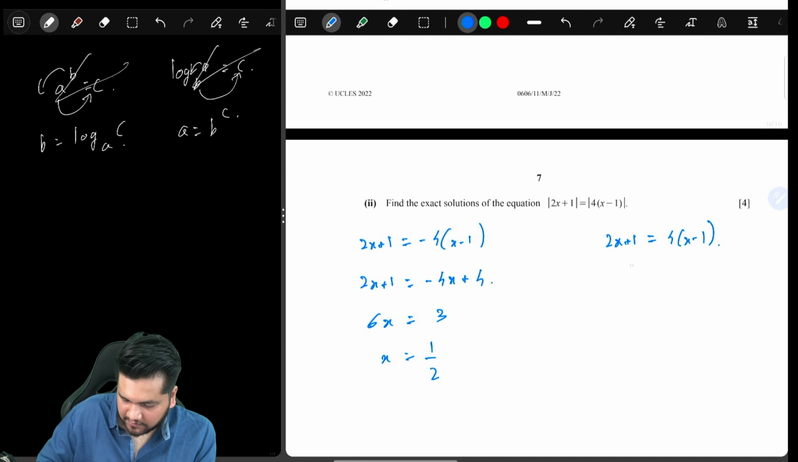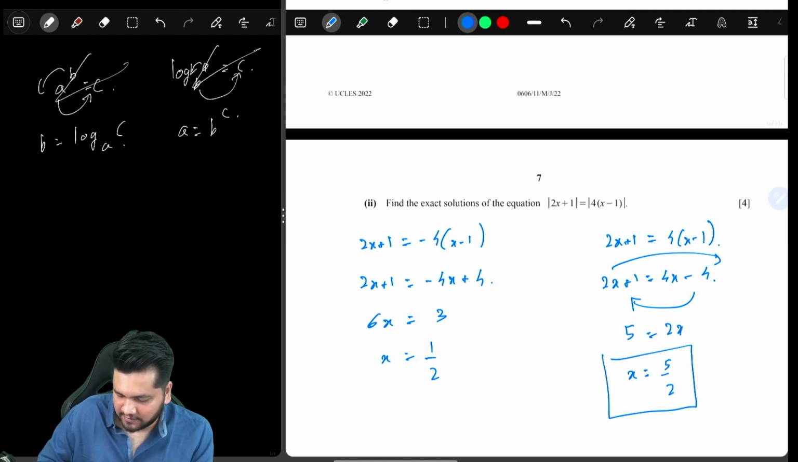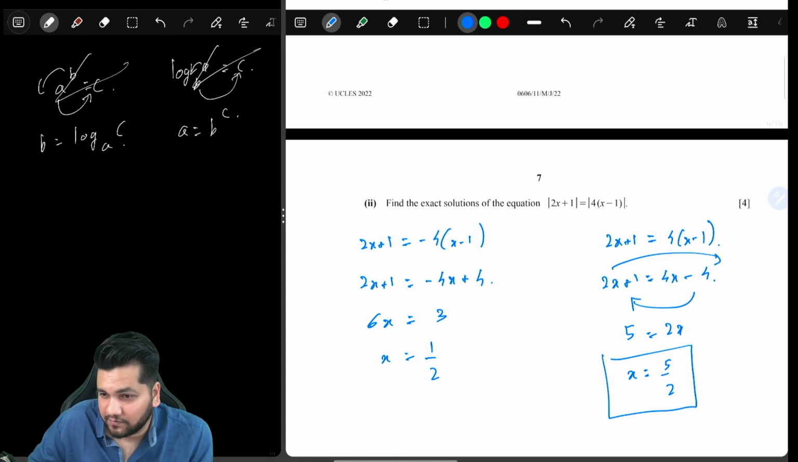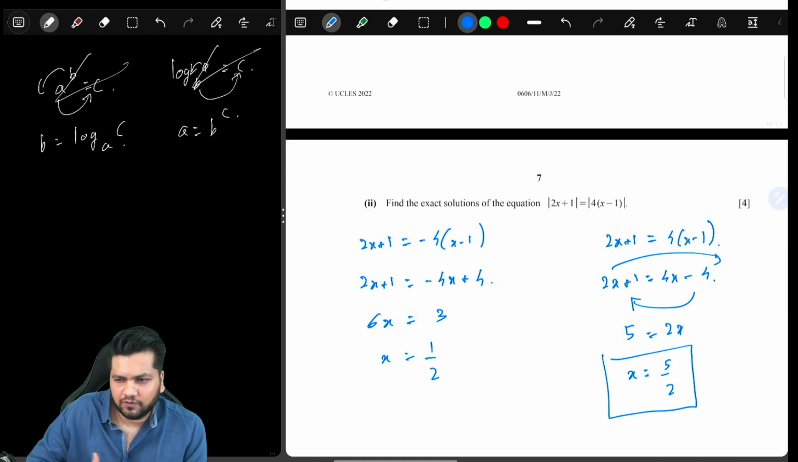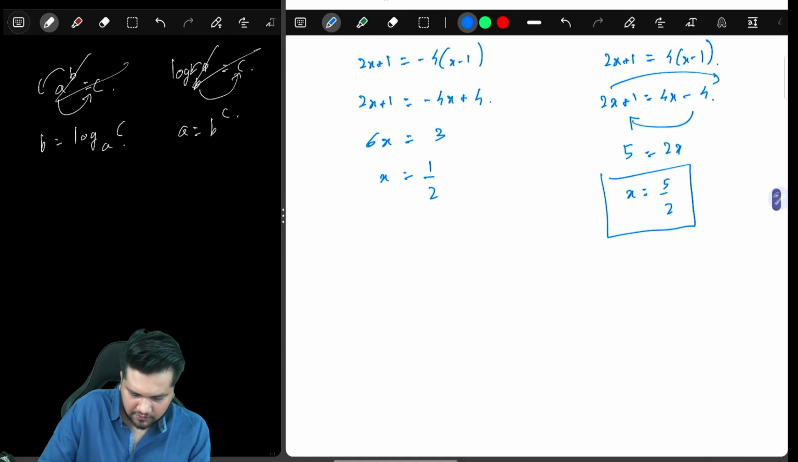And on the other hand, here 2x + 1 is equal to 4x − 4. Again, I want to keep the variable positive, so I'll move 2x to the other side and −4 to this side. So it's going to be 5 is equal to 2x, or x is equal to 5/2. See, these are very silly, small things that if you keep the variable positive, then you will avoid silly mistakes. After this, yeah, those are the solutions basically.